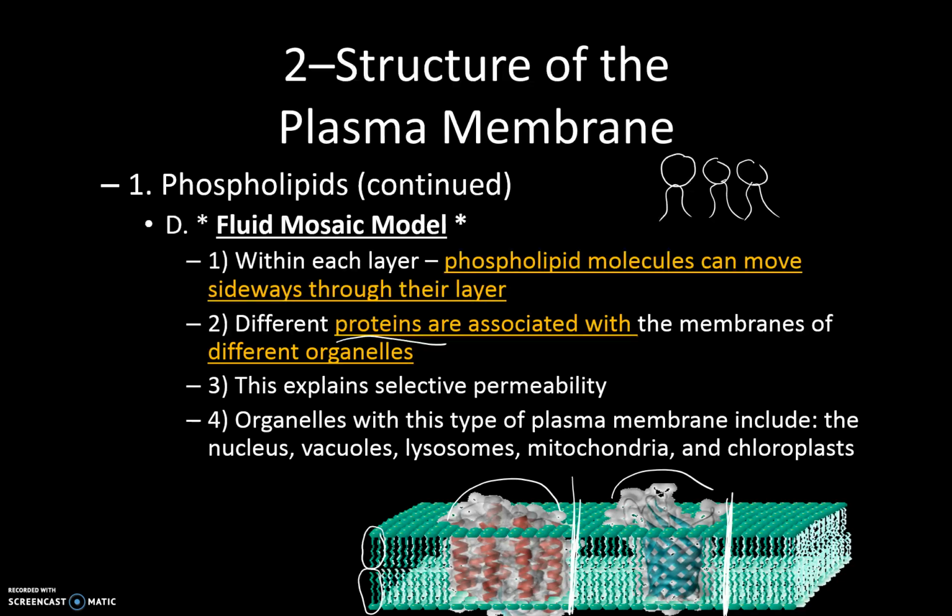Because of these different shaped proteins, that's how selective permeability works. Remember, selective permeability is the property of a membrane that allows some materials to pass through while keeping others out. Not only does that work with the whole cell, but that also works with the organelles within the cell.